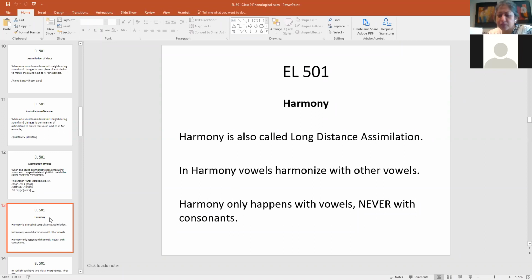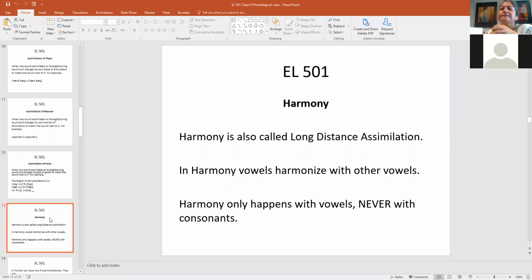If you're looking at a process and you're trying to understand what it is, if it is happening between two vowels, maybe one vowel in one word and another vowel in another word, it can be, and the reason why it is called long distance assimilation is they don't have to sit right next to each other. In assimilation, it's very important that the two sounds are exactly right next to each other. They're neighboring sounds. But in harmony, it doesn't matter. It can be the middle sound in one word and the middle sound in another word, and they can be harmonizing with each other.